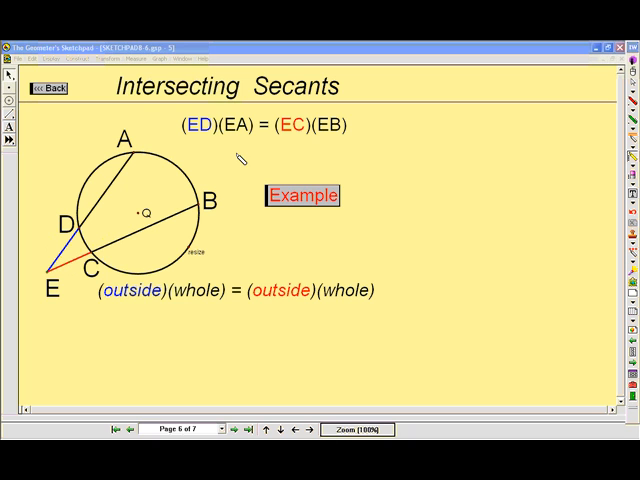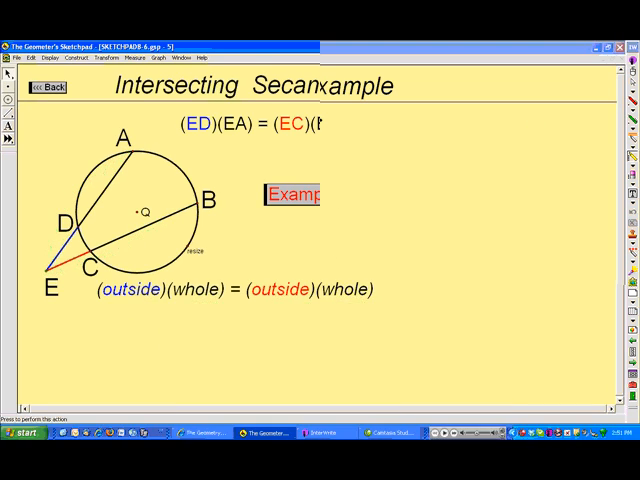To say that in another way, the outside piece times the entire segment is the same as this outside segment times the entire one. Or as I've said, the outside times the whole is equal to the outside times the whole. Or you could even abbreviate that O-W equals O-W, better known as ow, ow. An example of what I mean goes like this.